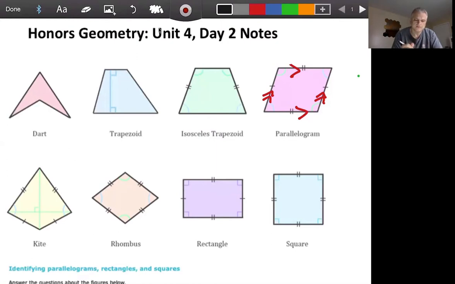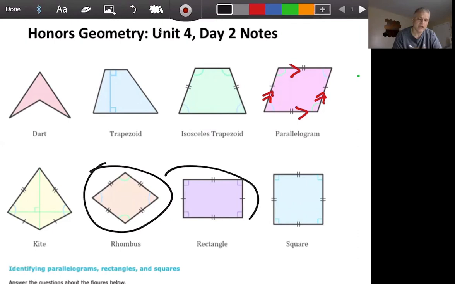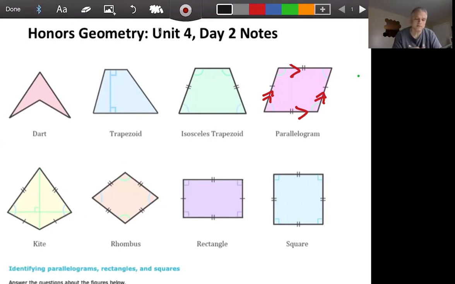Well, what if it wasn't the four congruent sides? What if it were the four congruent angles in a parallelogram? Well, four congruent angles in a parallelogram would give you your good friend, the rectangle. That would be four 90-degree angles. And then what if all four sides were congruent, making it a rhombus, and all four angles are congruent, making it a rectangle? If it's both of them, guess what? It's a square.